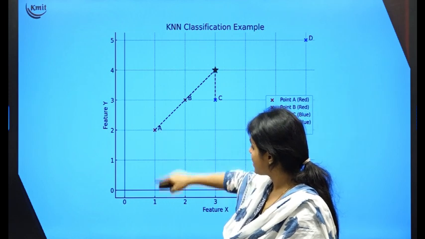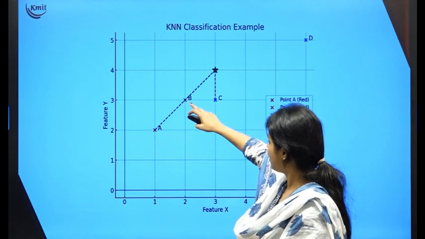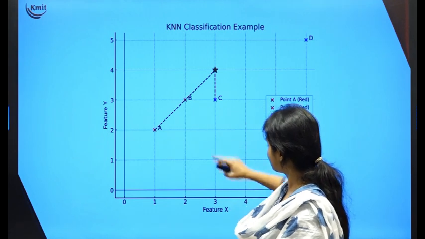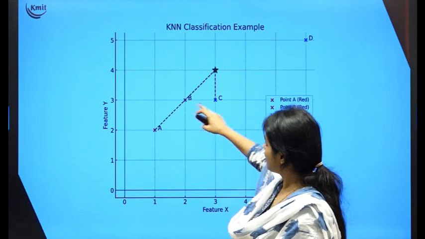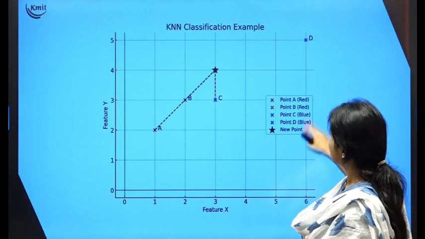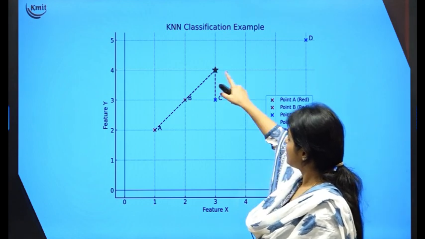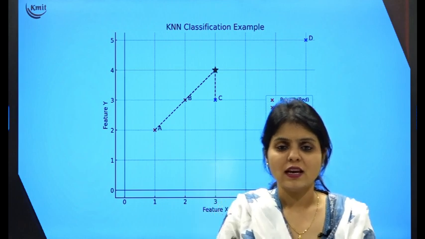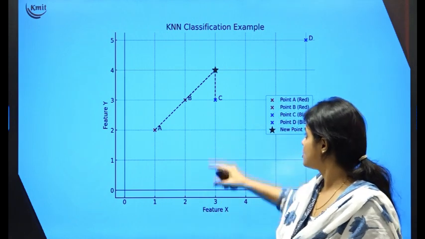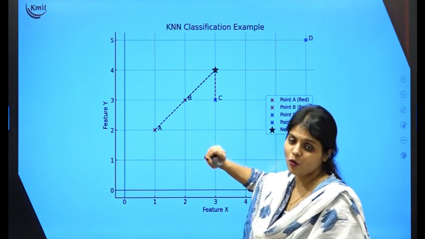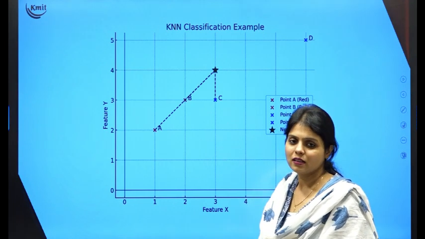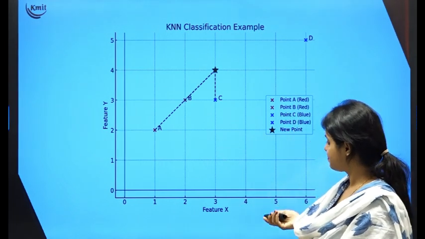What is the value of A? A is 1 comma 2, B is 2 comma 3, C is 3 comma 3, and D is 6 comma 5. Now when I encounter a new data point, first of all you have to pick the value of k and then calculate the distance between this point and those k points. After that, the points nearest among the k would be considered.